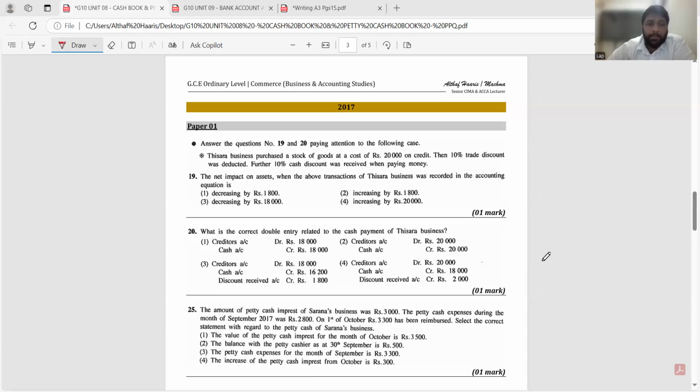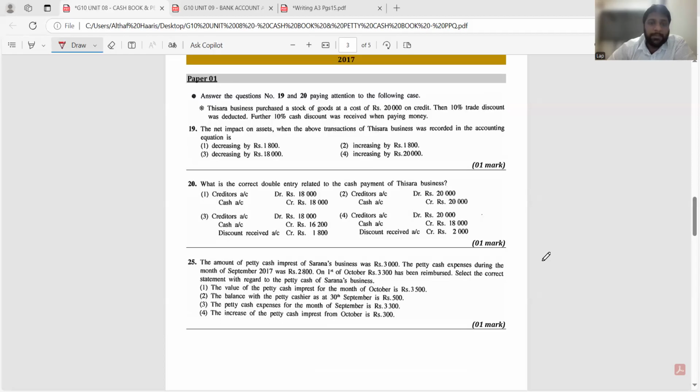Okay. So let's move to the next set of questions. Questions 19 and 20 using this information. A business purchased a stock of goods at a cost of 20,000 on credit. Then 10% trade discount was deducted. Further, 10% cash discount was received when paying money. The net impact on the asset when the above transaction of Thisara's business was recorded in the accounting equation.